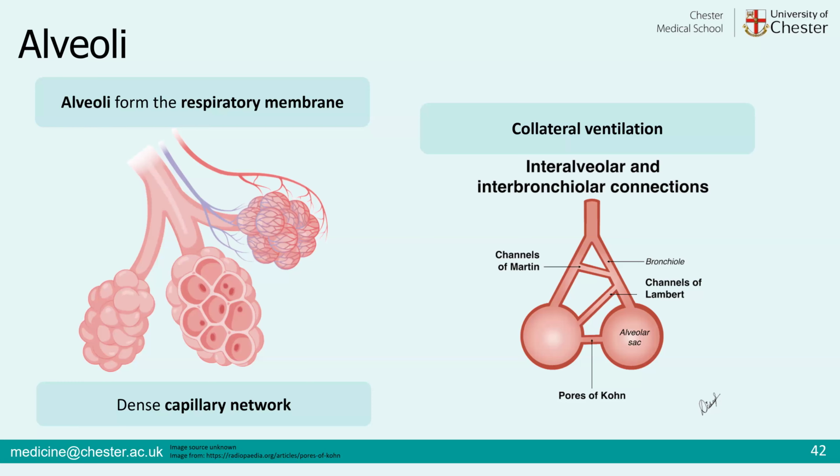So if there was a blockage, say somewhere down here on this one, this alveolus could still get air via another route. We've got channels of Lambert, which are between bronchioles and directly with the alveoli. And then we have pores of Kohn here, pores or channels directly between alveoli. So if there's some blockage or impairment of the passage of air down this route, this alveolus can still receive air and still participate in gas exchange through these other routes as well.